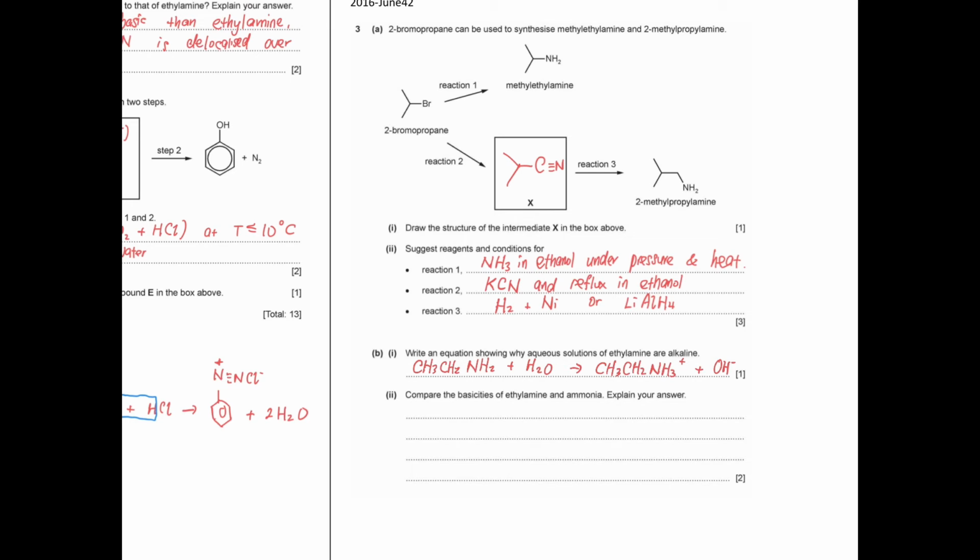So part 2, compare the basicity of ethylamine and ammonia. So ethylamine, of course, is a stronger base because the ethyl is an electron donator. It donates electrons, making the lone pair on nitrogen more negative. So it is a better proton acceptor. So we put it this way: ethylamine is more basic than ammonia.